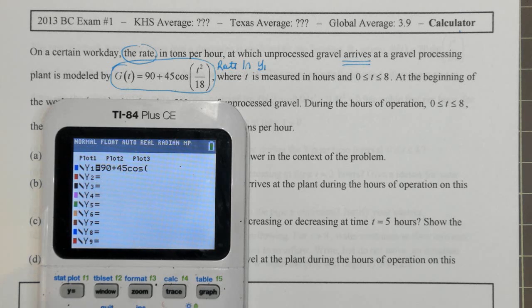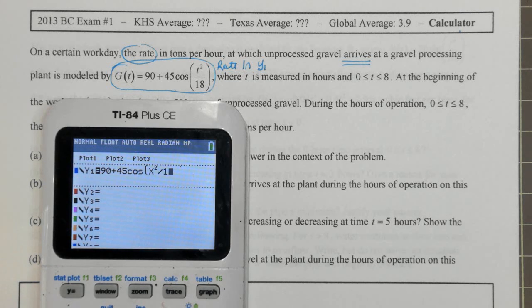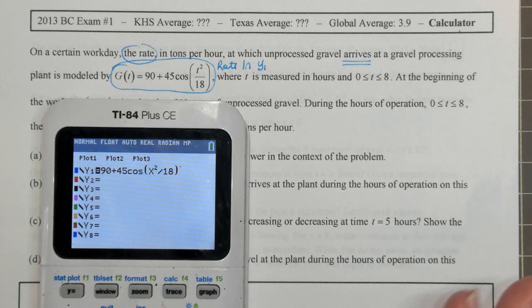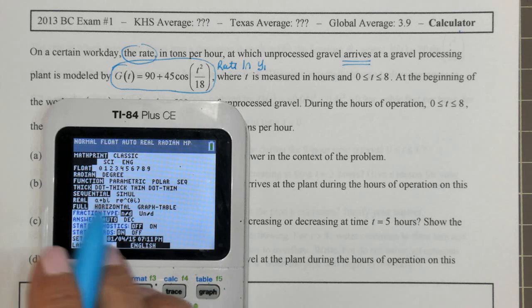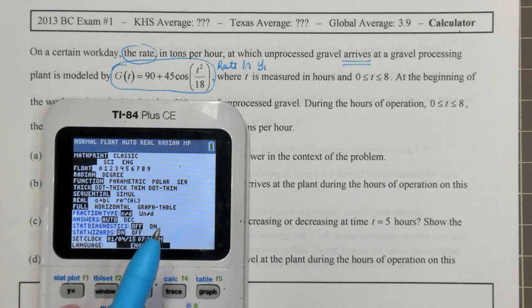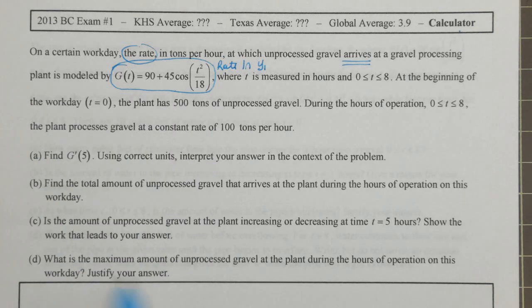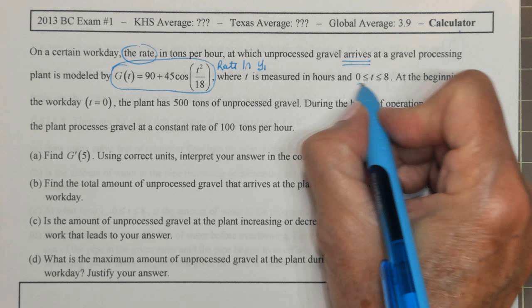So everybody do this. I double check, make sure I put it in there right, because all of my answers are going to deal with this value. So I think it's right. I'm in radian mode, of course. And then they give me a window.